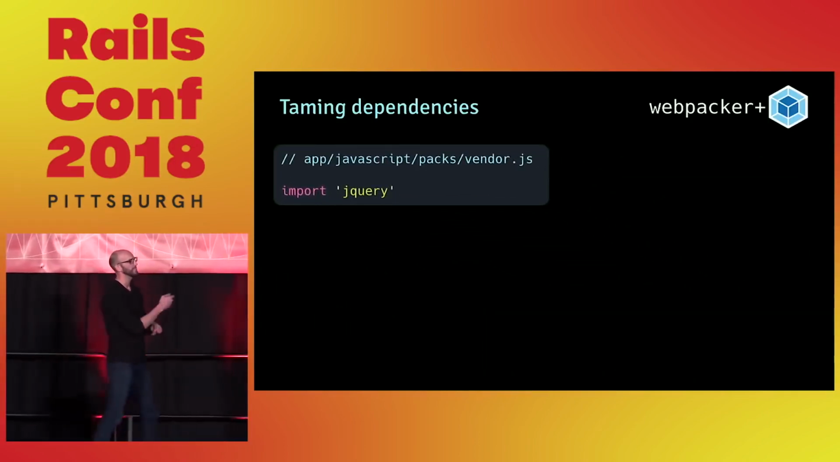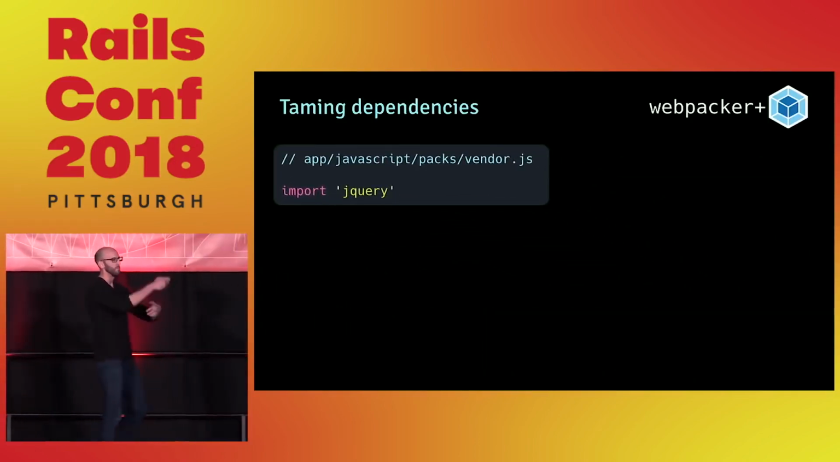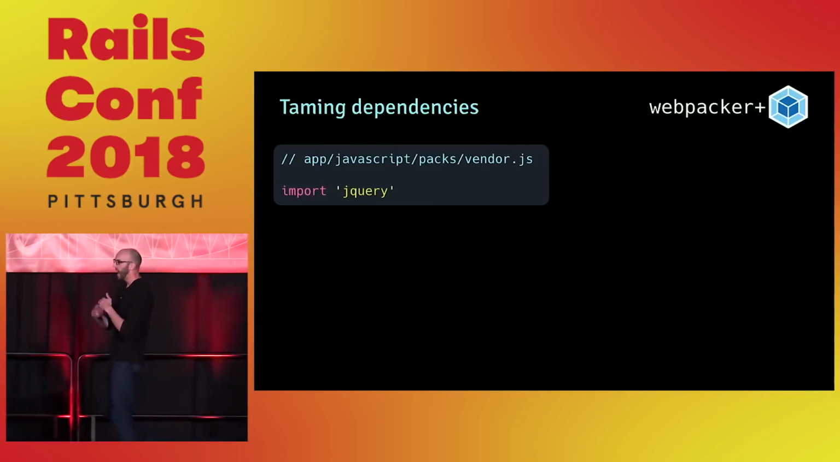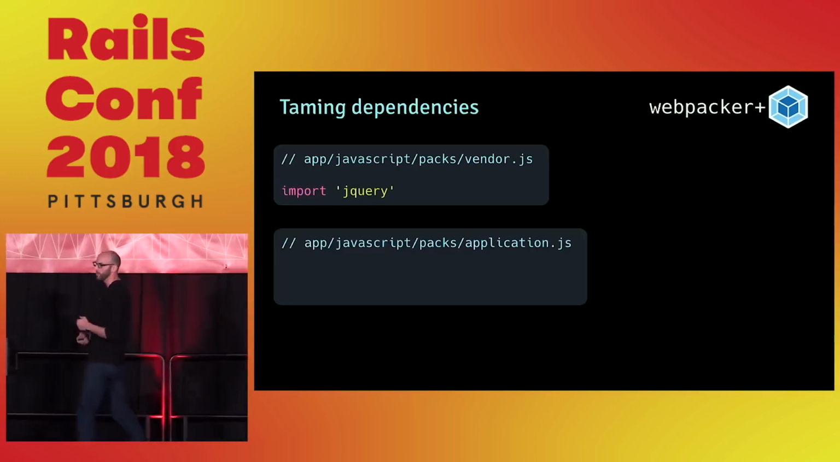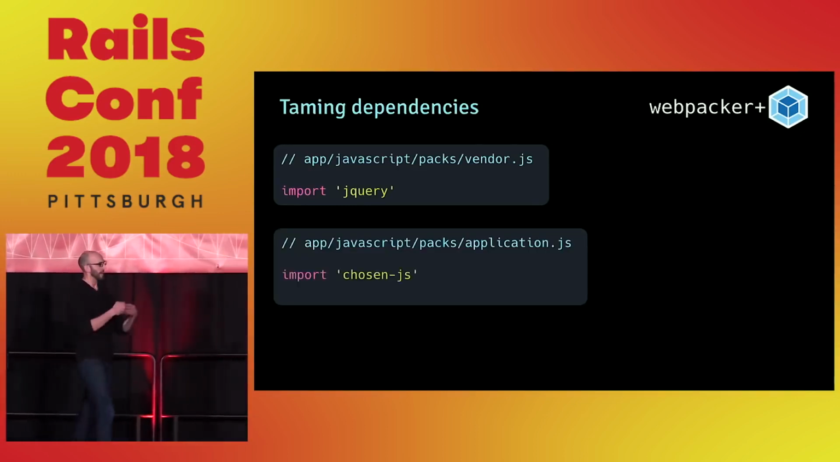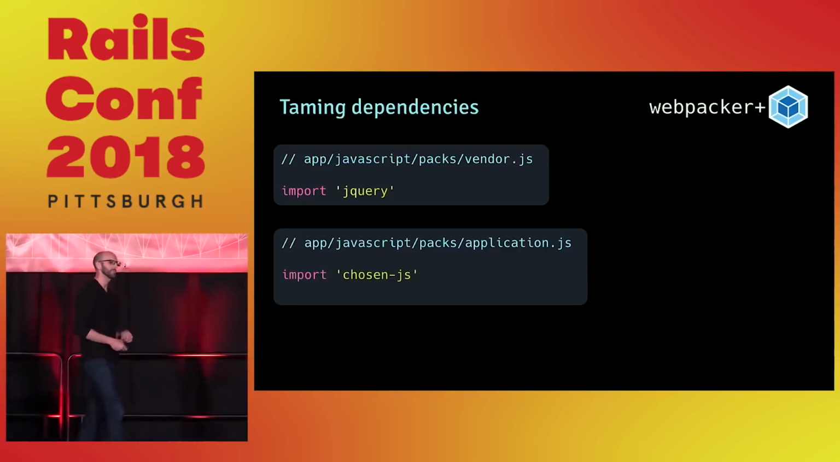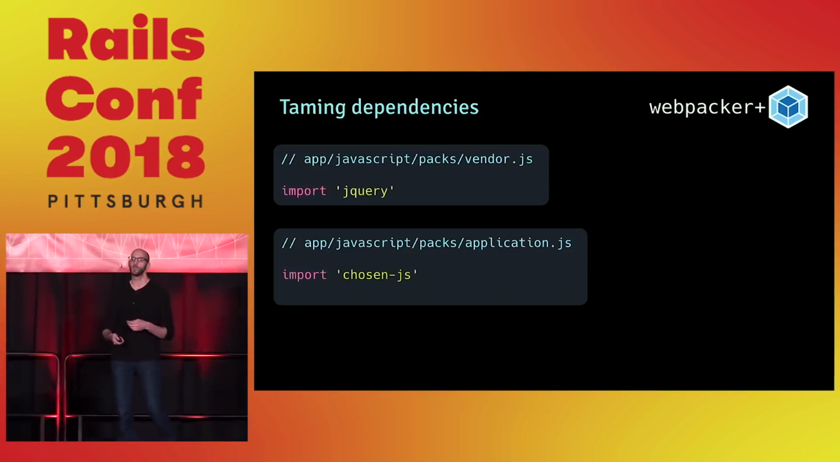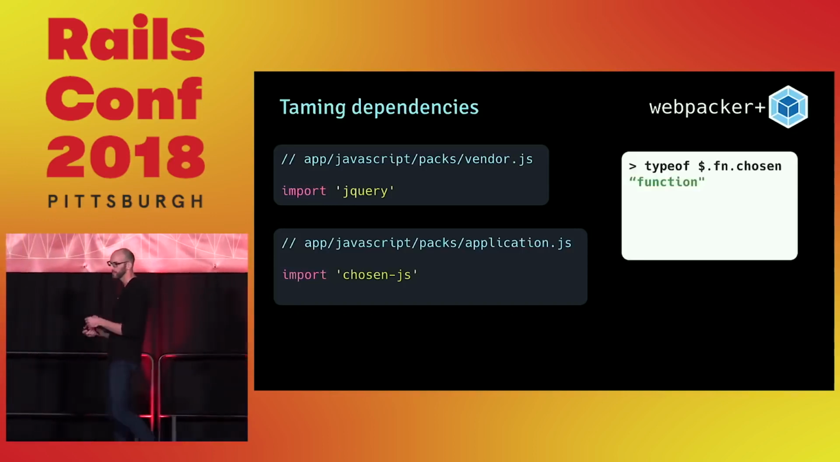Okay, so we're gonna step through the process of moving these dependencies over to Webpack. So we added jQuery, and it becomes available in the global scope because of our configuration. And then we added this chosen.js plugin. It turns out this is a fairly mature plugin. It hasn't been updated in a few years. You might be able to see where this is going.